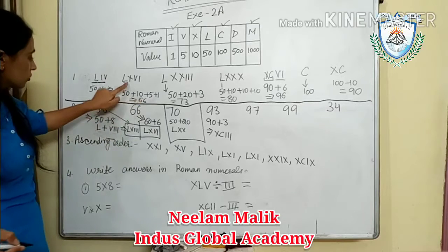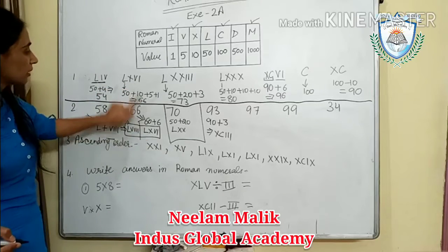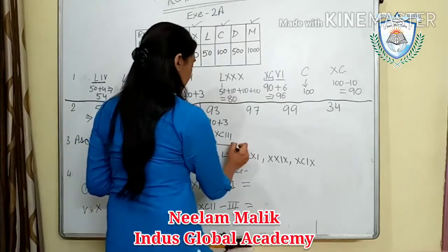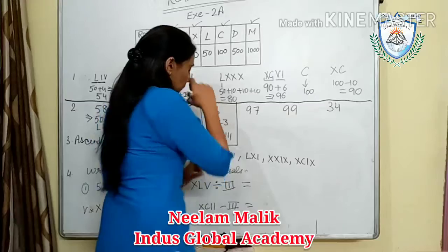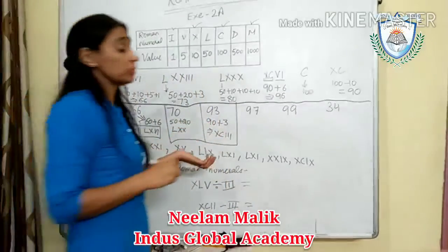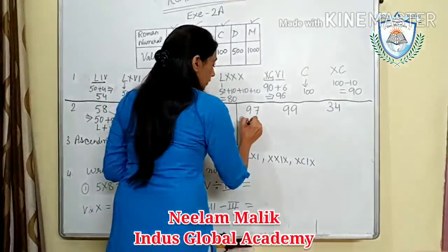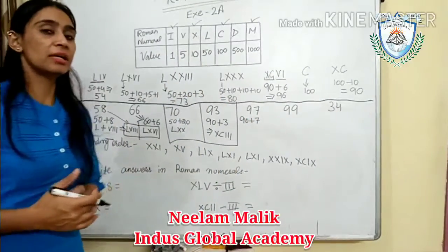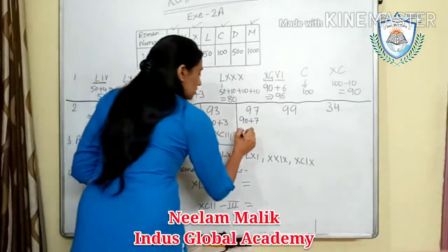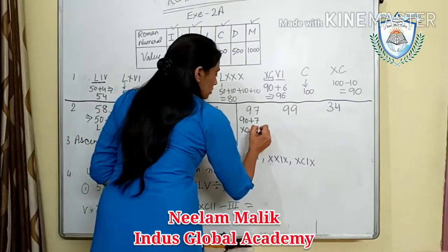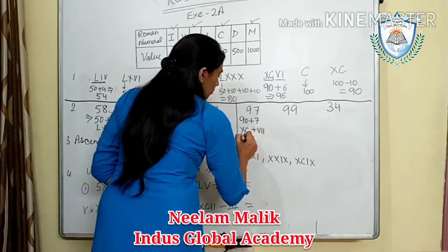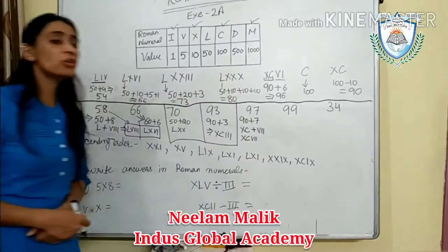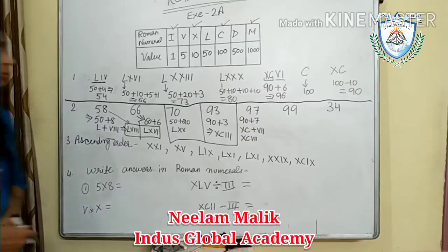Okay, so we get the same answer. Yes. Now next is 97. 97 will be 90 plus 7. What is our 90? 90 is XC, 100 minus 10. So that is XC plus 7. 7, you know, is VII. So XCVII. This is your 97.